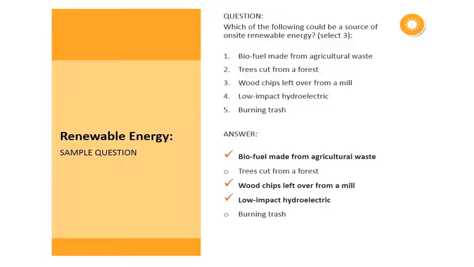And the correct answers are 1, 3, and 4. So biofuel from agricultural waste, wood chips from a mill, or low impact hydro. Now, trees cut from a forest, that's considered land clearing, and those would be ineligible. And then burning, that's municipal solid waste. That's also off the table for this credit.